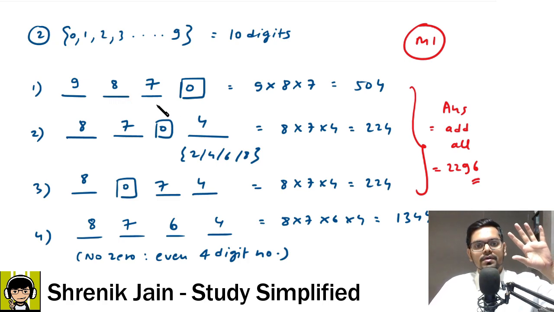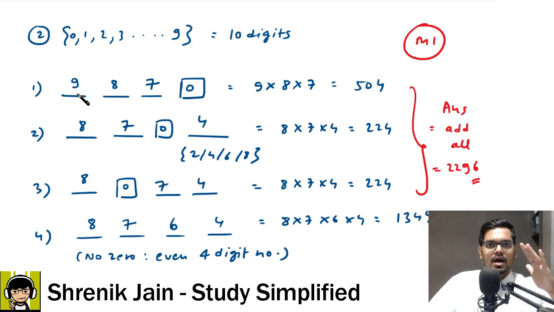So out of 9, 2 is gone, so only 7 is left. So the numbers where 0 is at the last and a 4-digit number would be created, which is a 4-digit even number from this scenario, is 9 into 8 into 7, which is 504. Is it clear? Very simple, right?